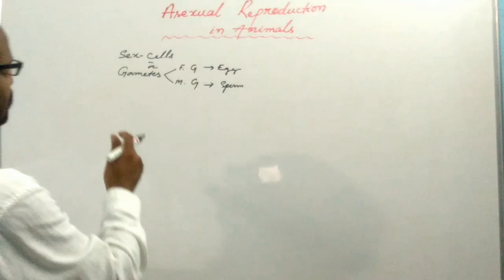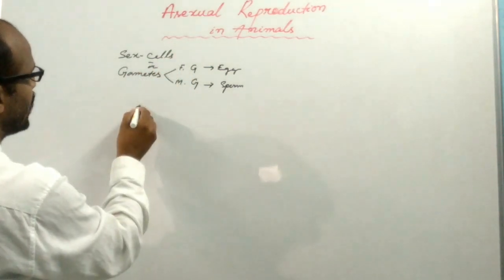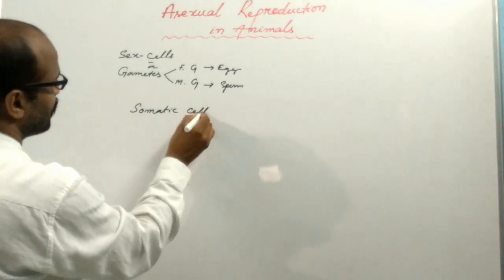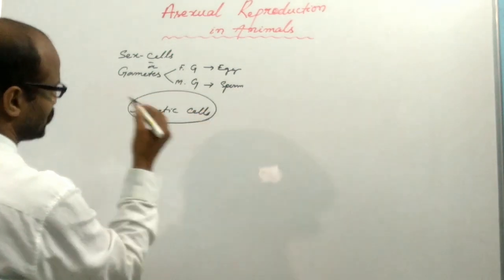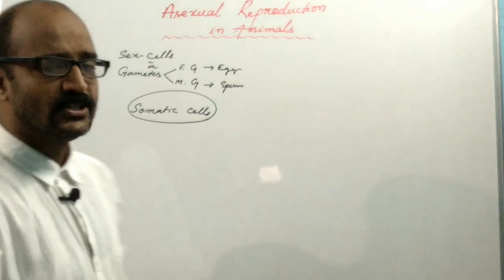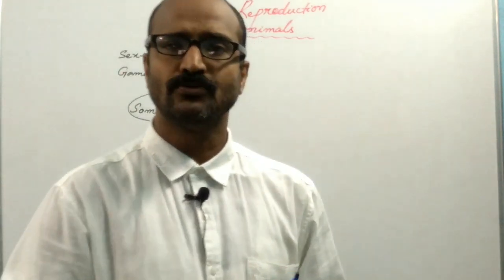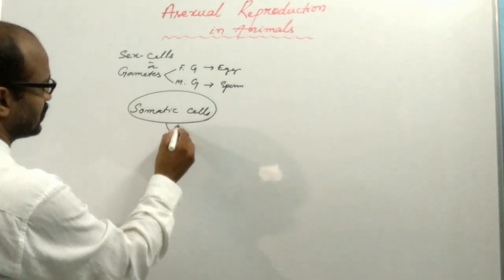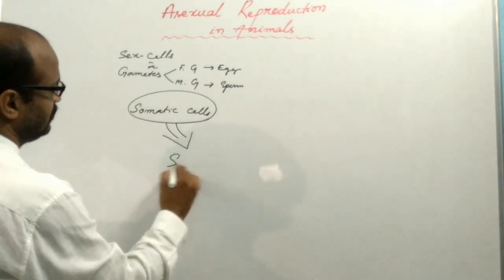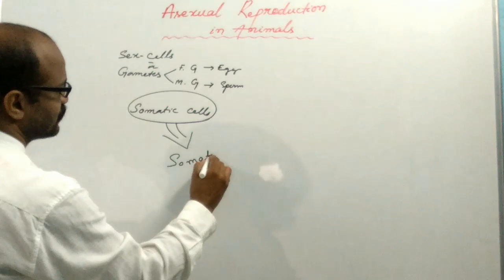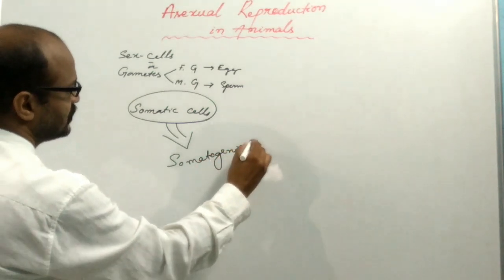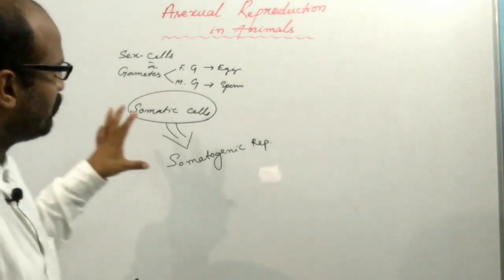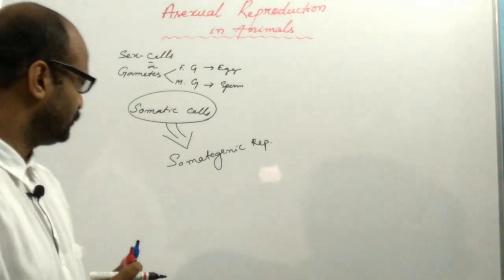So only somatic cells are involved in this reproduction. That's why asexual reproduction is also known as somatogenic reproduction. So this is known as somatogenic reproduction because here only somatic cells are involved.